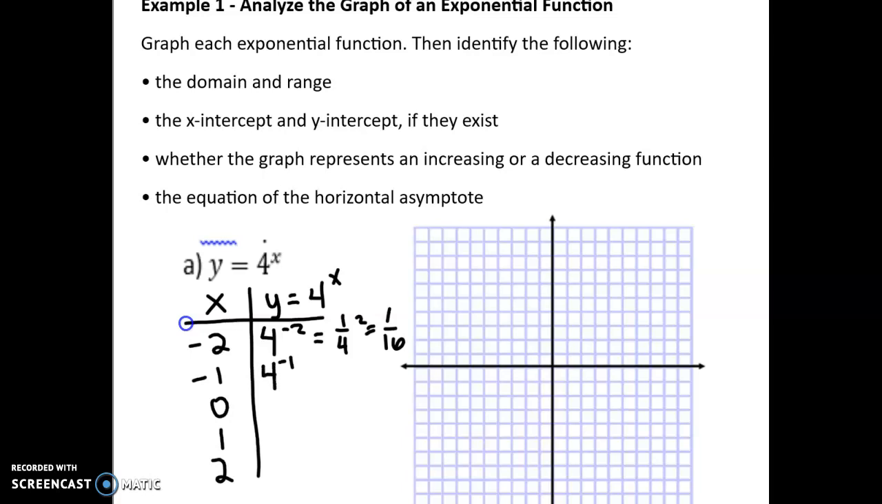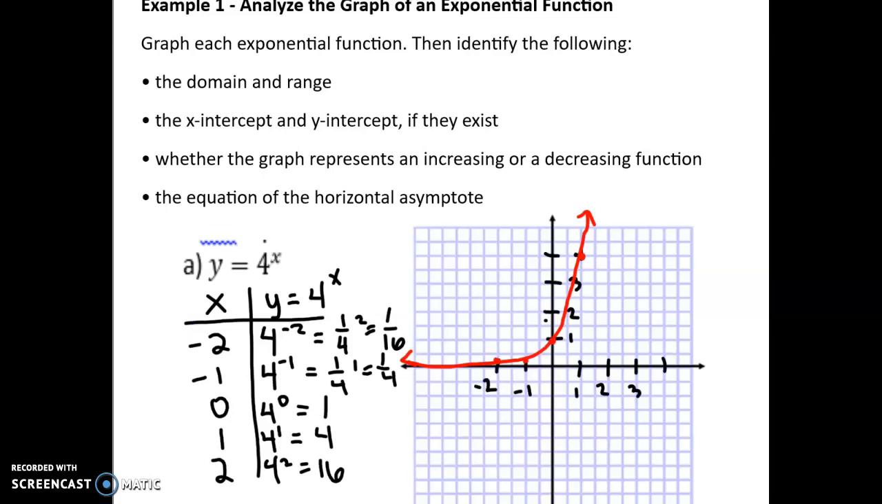Same thing then with negative 1. So if I plug in the power of negative 1, that would give me 1/4 to the power of 1, which is 1/4. If I plug in 0, 4 to the power of 0, you guys, what's anything to the power of 0? 1. It's 1. That's why our y-intercept is at 1, because anything to the power of 0 is 1. Then I put the power of 1, so 4 to the power of 1 is 4, and 4 to the power of 2 is 16. Then we can plot these on our graph.